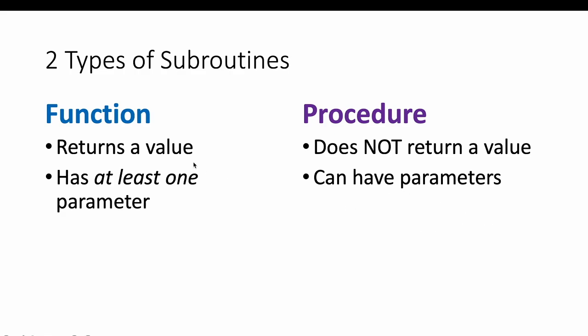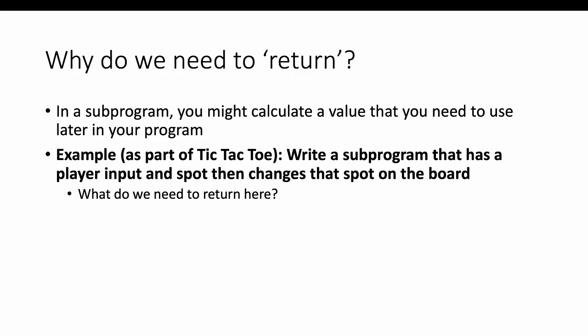Now we understand what parameters are. So in this video we're primarily going to be looking at return values, because that is what makes a function a function. Let's first think about why we need to return values. Say you calculate a value that you need to use later in your subprogram. Previously we've pretty much just been printing our values, but maybe it's a calculation where you actually need access to that variable later. For example, as part of tic-tac-toe, you might have a subprogram that lets a player input their move. That spot will need to change on the board, but it needs to permanently change on the board. It can't just change in that subprogram.